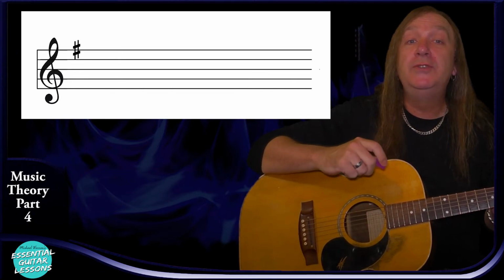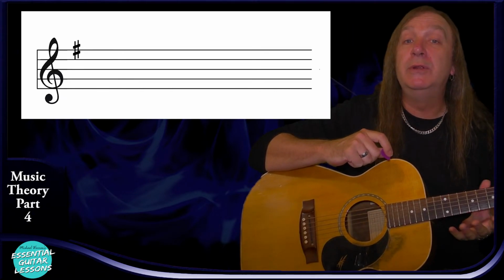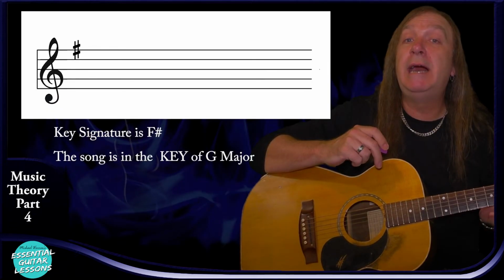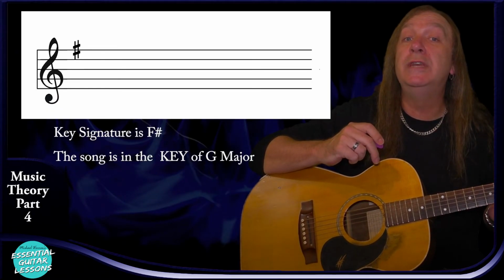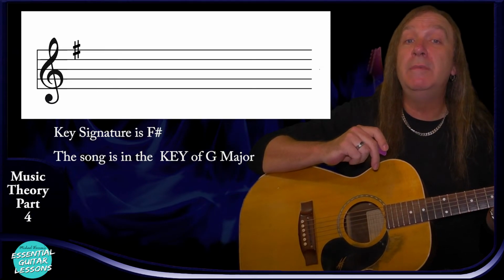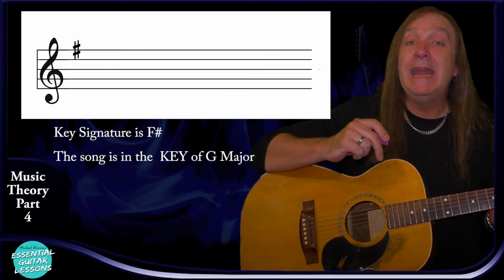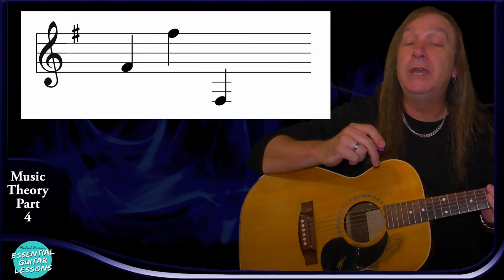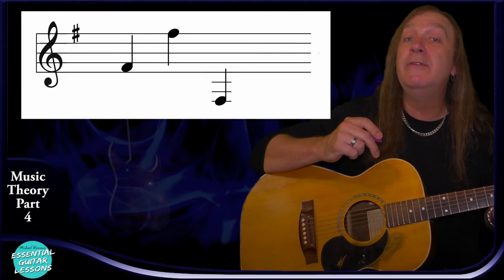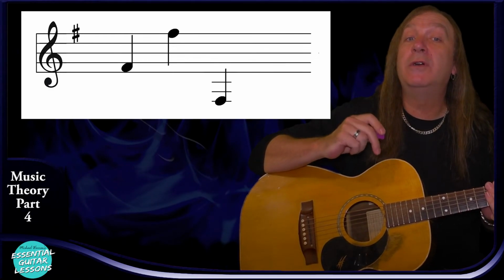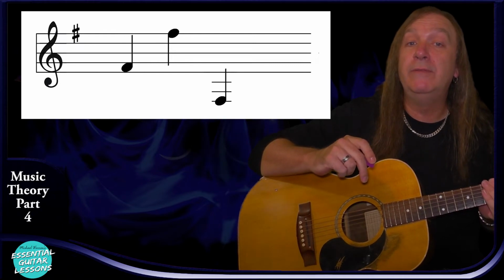You can see we have one sharp, which is F sharp. So we look at our major scales and we see the only scale that has an F sharp is G major. So the key signature is F sharp and the song is in the key of G major. So that means in the song we only use the notes from the G major scale. So whenever an F of any octave comes up, we need to play it as an F sharp. So it doesn't matter if it's a low F or a high F, we play it as F sharp, unless it has a natural in front of it, which takes off the sharp, and we had a look at that in the previous lesson.